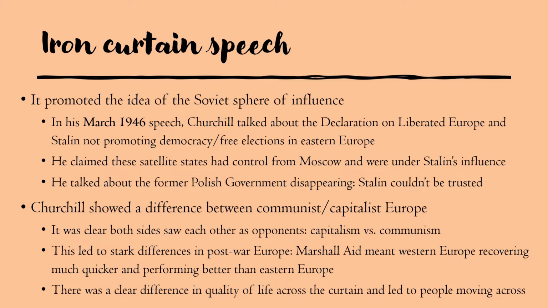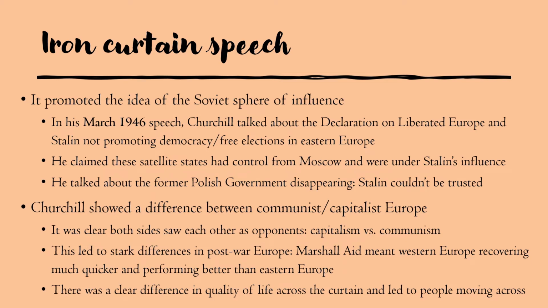The second effect of the speech was that Churchill was showing a difference between the communist and the capitalist areas of Europe, so the communists in the east and the capitalists in the west. So both sides, the communists and capitalists, saw each other as opponents. Both sides saw that the other was trying to destroy their side and was trying to take over the world, essentially. And this divide, this rift between these two sides of Europe, led to stark differences across Europe.